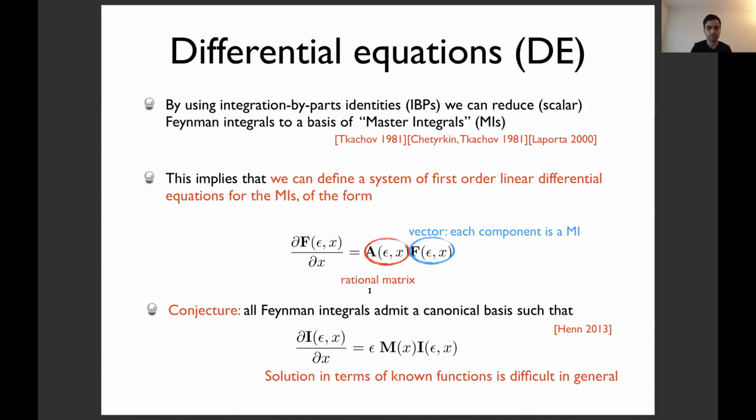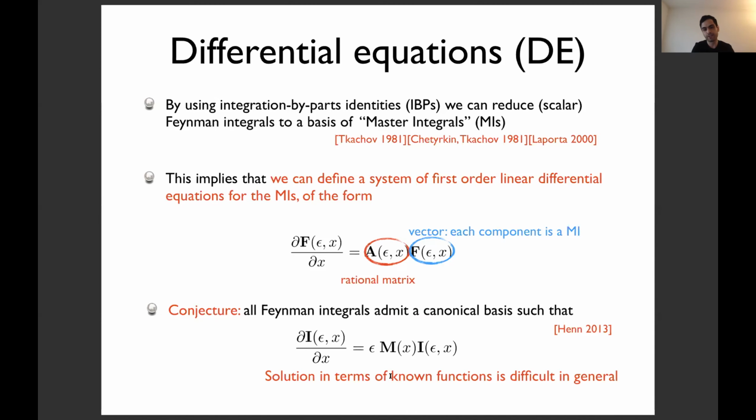Roughly speaking, these equations are defined by a matrix that depends rationally on the dimensional regulator and on the kinematic variables you have in your problem. So in general, solving these equations is very complicated, and also in practice for complicated processes, if you want to save this in a file, the file can be rather large. In principle, they involve rather complicated expressions. But some years ago, we learned about a conjecture that states that Feynman integrals admit a so-called canonical basis, such that the differential equations can be simplified and written in this form, which is known as the canonical form.